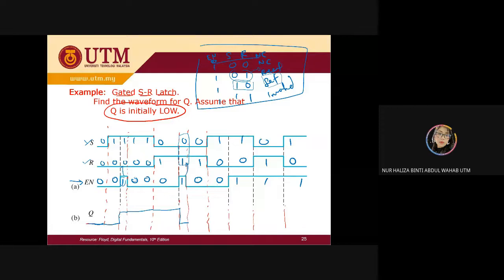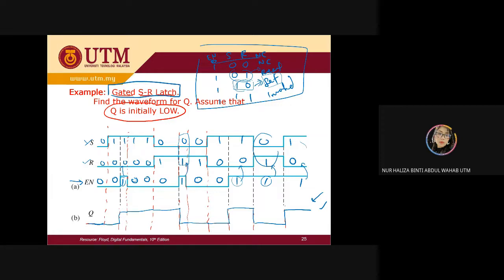Now next is 0, 0, no change, no change, and I meet my EN 1. I need to refer to my input 1, 0. It will be set. So I go for a set. I have another input of 1. I need to refer to my input. It will be 0 and 1. It will be reset. I meet another input of 1. I need to refer to my input. S and R will be set. So this is my output of Q for my gated SR latch.